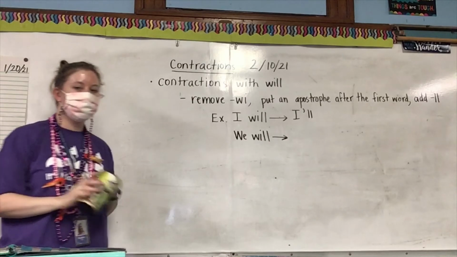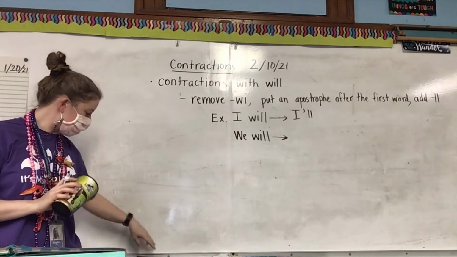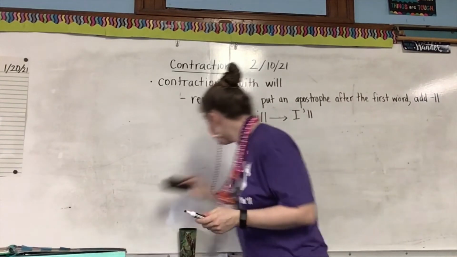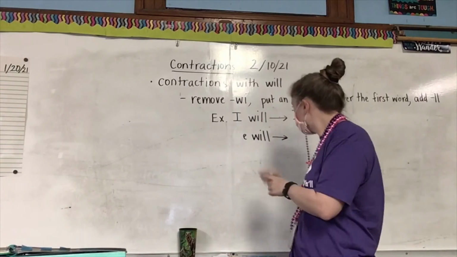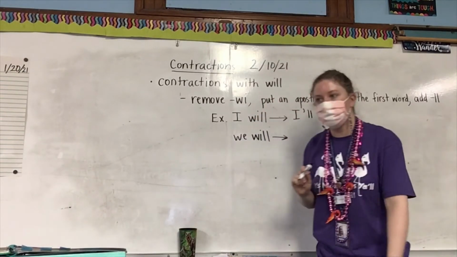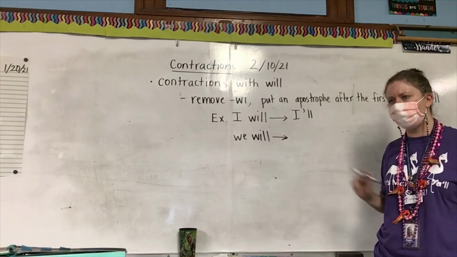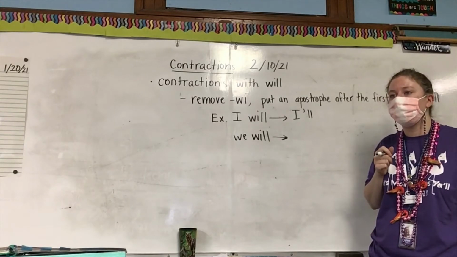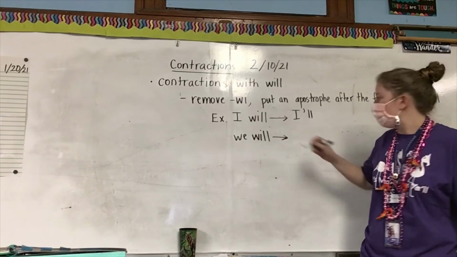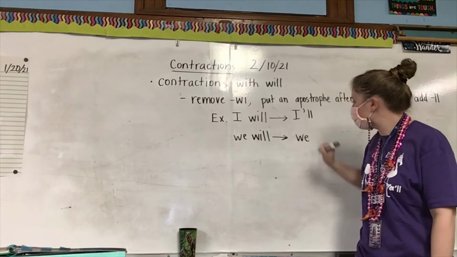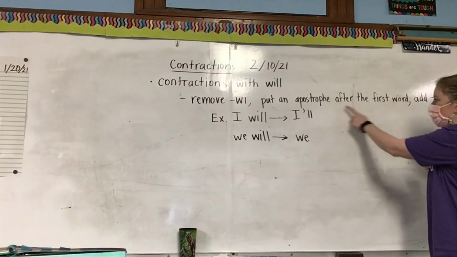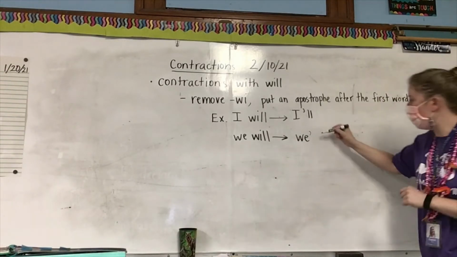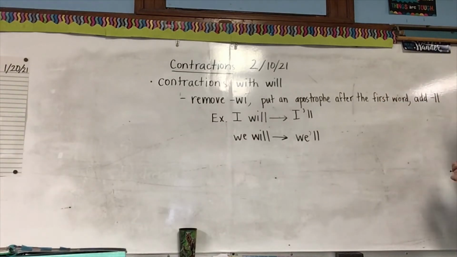We will. Kingston. We will becomes what word? I don't know why I capitalized this W. We'll. What does it become? We'll. How do we spell that? W-H-E-E-L? Like the wheel on a car? No. How do we spell it? W-E, because our first word doesn't change. Apostrophe, because we put an apostrophe after the first word. LL. L-L, because we add L-L.